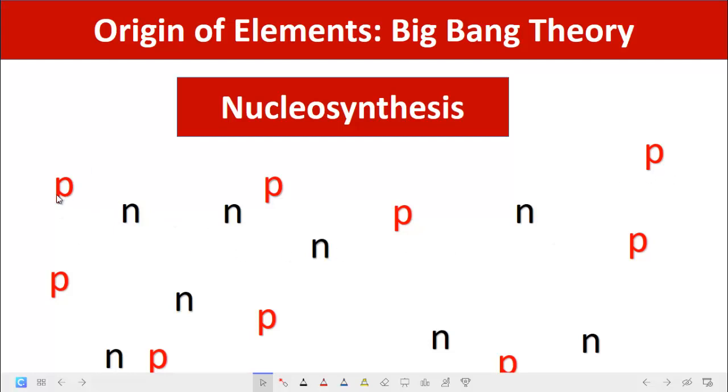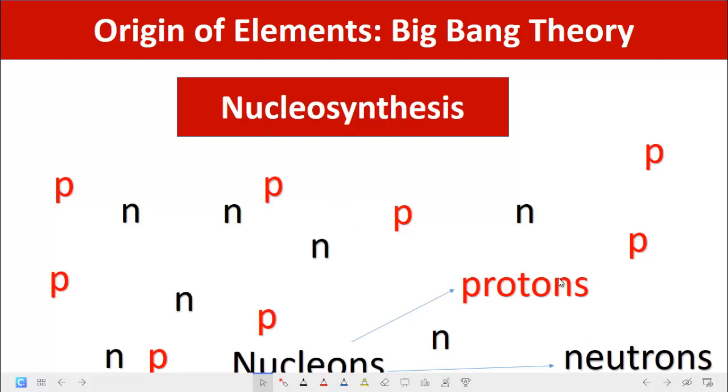So we have here the P and N, and P stands for the protons and N stands for the neutrons. When these protons and neutrons collide and combine, we call that nucleosynthesis. When they combine, they form another element. So for the N, we call that neutrons, and for the P, we call that protons. These two are the nucleons.